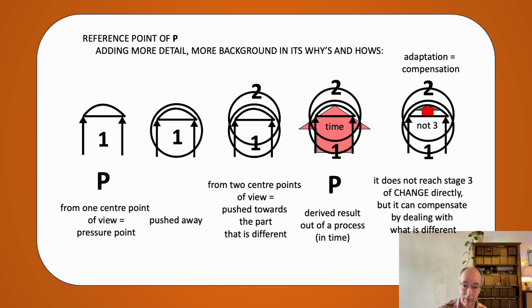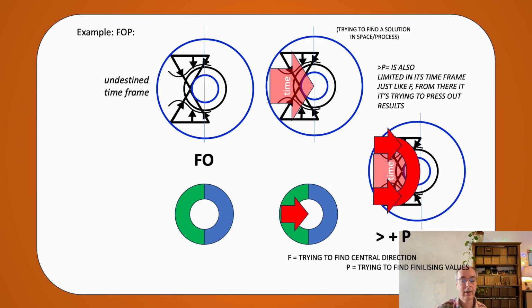So now I have a larger frame of reference points to understand the P because of the structure that I gave you before. I hope it's clear enough, but I will give you some examples now with F and P together. I will have the word FOP. So I have here the FOP. So I have this undestined time frame. I want to finalize my time frame, which has all kinds of direction in my formation, but I don't know where it's going to. We'll try to find the solution.